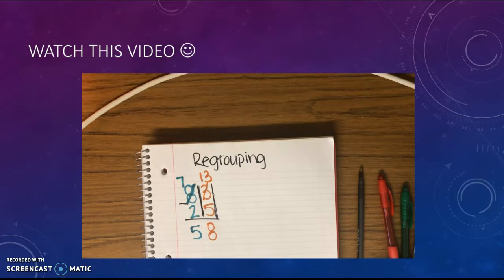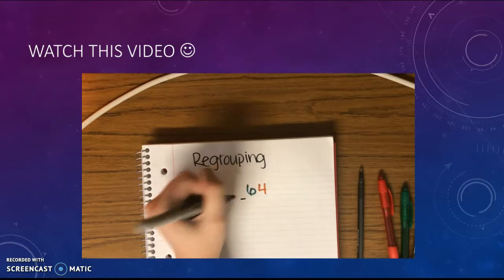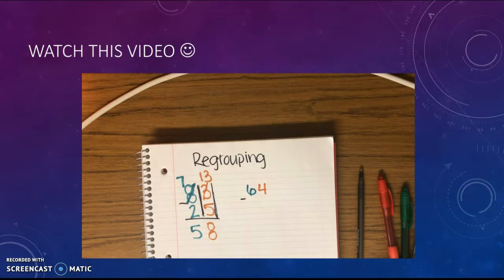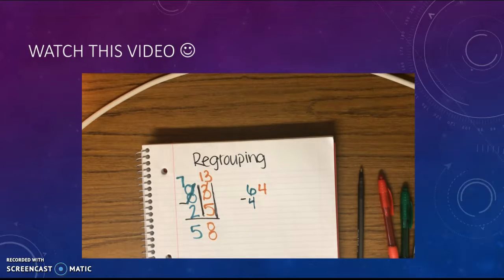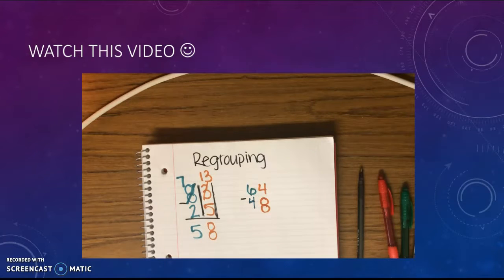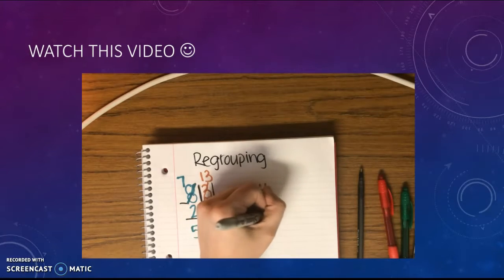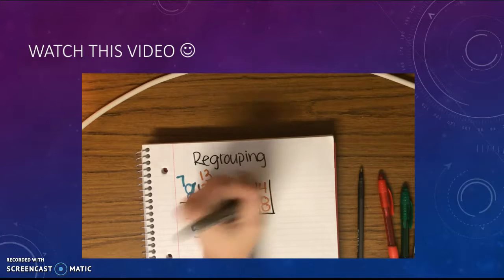The next problem we're going to do is 64 minus 48. So again, the first thing you're going to do is look at the ones place. So the 4 and the 8.